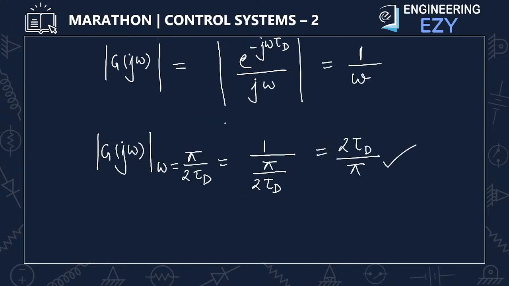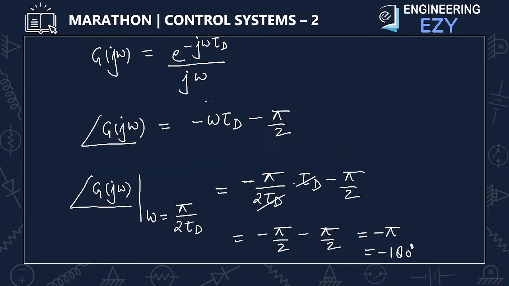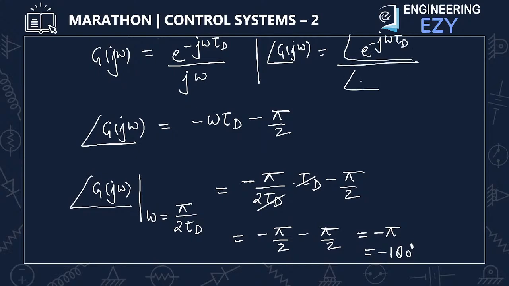Look, we have to calculate the angle. So the angle of this is equal to the angle of the numerator divided by the angle of the denominator. So I am writing here one more line. Angle of G(j omega) is equal to angle of e to the power minus j omega tau d upon angle of j omega. The angle of j omega is 90, no doubt here, because a pure imaginary quantity in positive has the angle 90 degree. So either plus 90 or plus pi by 2, whatever you write.